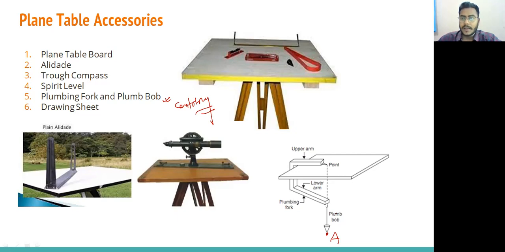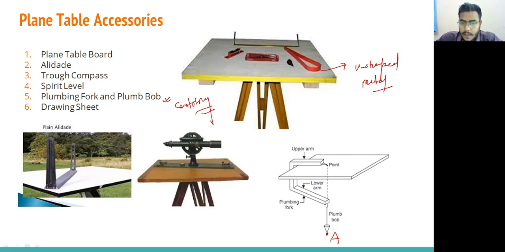The plumbing fork is a metal frame of U shape. You can see this one is the U frame, a U-shaped metal.